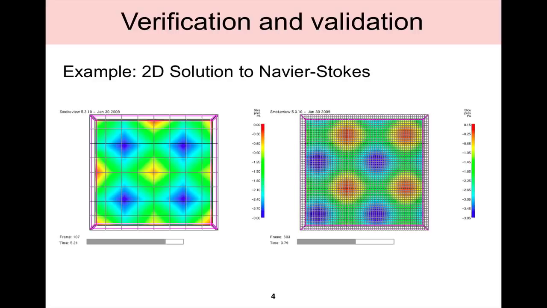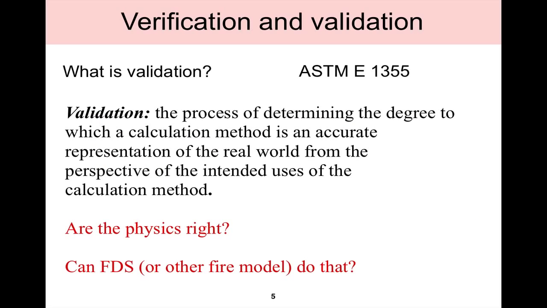Another example shown here is a 2D solution to the Navier-Stokes equations. Here it shows a slice of the pressure. On the left side is a coarse grid, on the right side is a finer grid, and in this case we're looking for a convergent solution as you refine the grid. So these are both examples of checking the math of the model to make sure that it doesn't have any bugs in the actual code. Now on to validation.